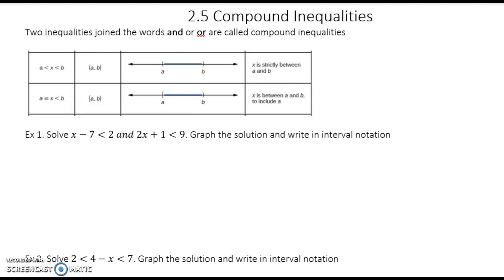All right, so we have compound inequalities. Two inequalities joined by the words "and" or "or" are called compound inequalities. I just took a little snip pick from the last section's chart. This would be how you would have the inequality, this would be the interval notation, this would be your graph, and this would be in words.